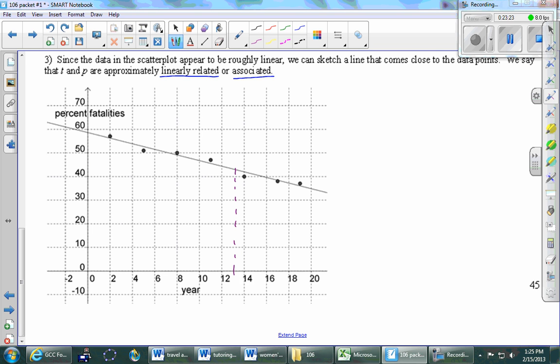And then where do we go? And then over to the y-axis. We're trying to estimate what number is over here on the left. So you go straight over and you make your best guess. 42, 43, anything in there is fine. So our best guess was that the p was about 42, 43, and we can write a sentence.